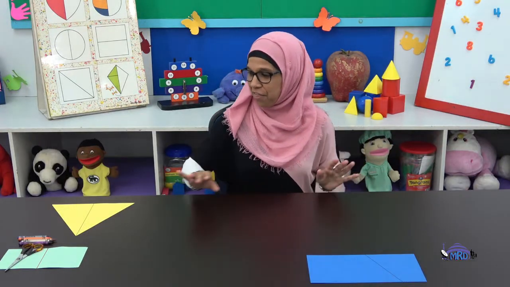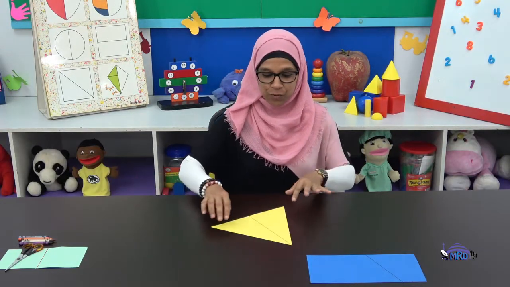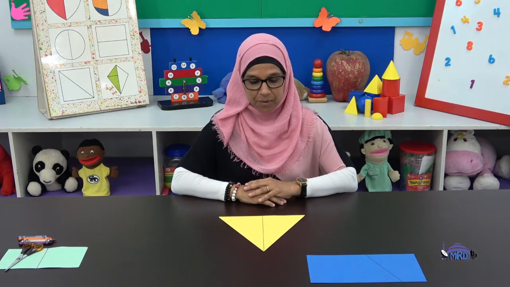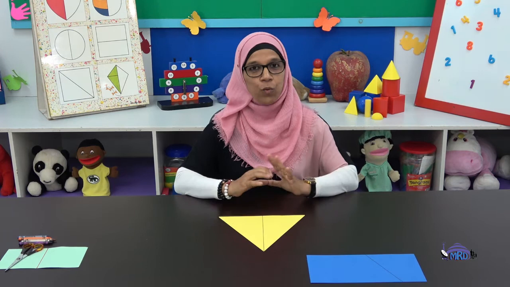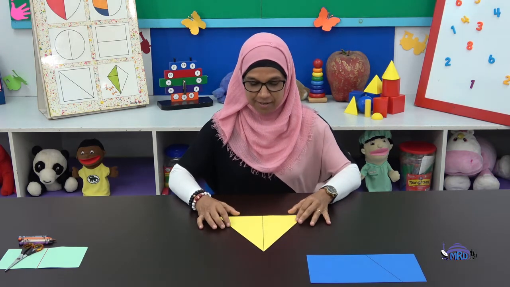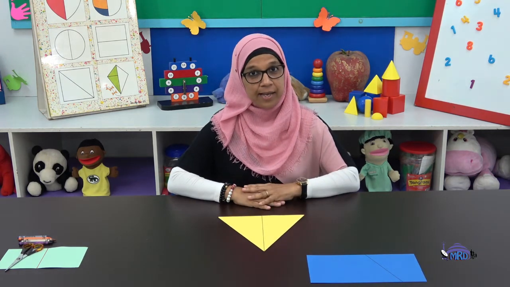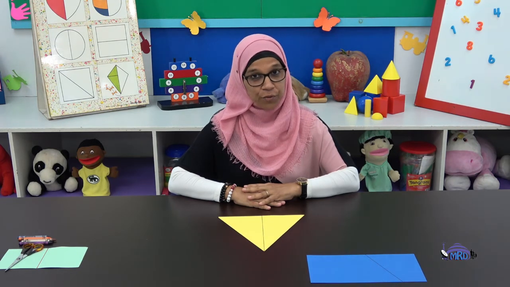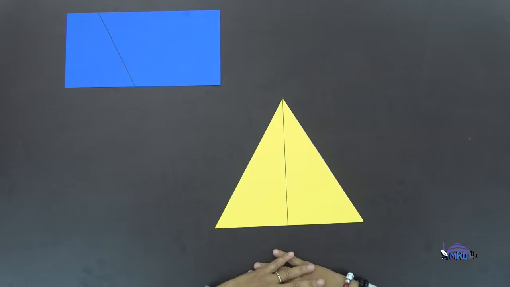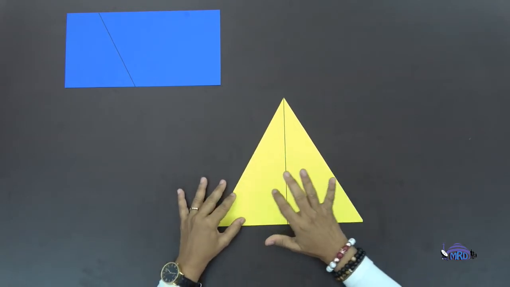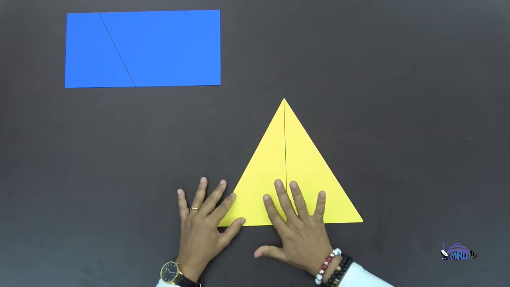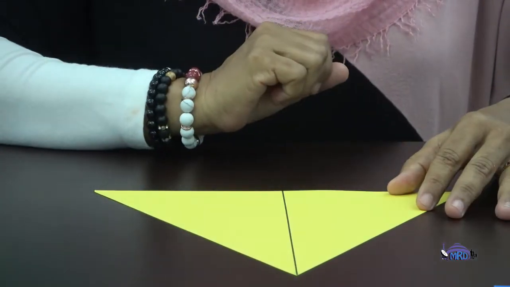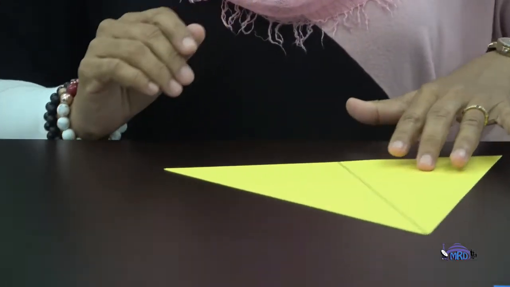Are you ready for another one? Here goes. Look at this one. Bright yellow, the color of the sun. Let's go. Is it a half or is it not? What do you think? Great job, boys and girls. This is separated into 2 equal pieces. Each piece is a half. Good job.